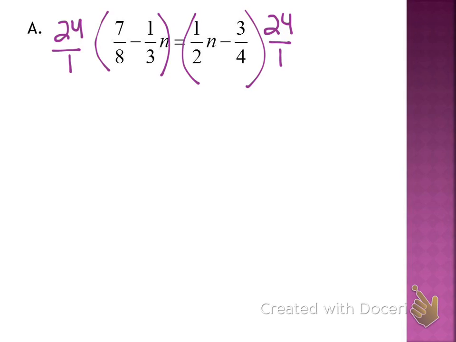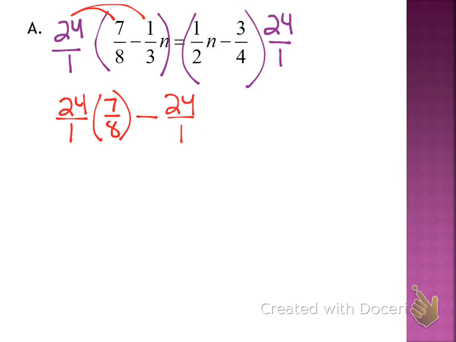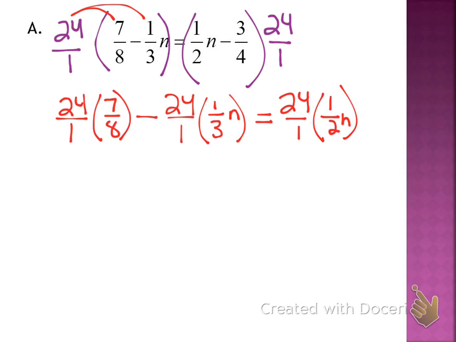Okay, I am going to write this out maybe in a few more steps than it will take you, but I'm going to write 24 over 1 times 7 over 8 minus 24 over 1 times 1/3 n equals 24 over 1 times 1/2 n minus 24 over 1 times 3/4. All right, so I distributed to both sides. And remember, as long as you're multiplying both sides by the same number, it's okay. The equation is still true.